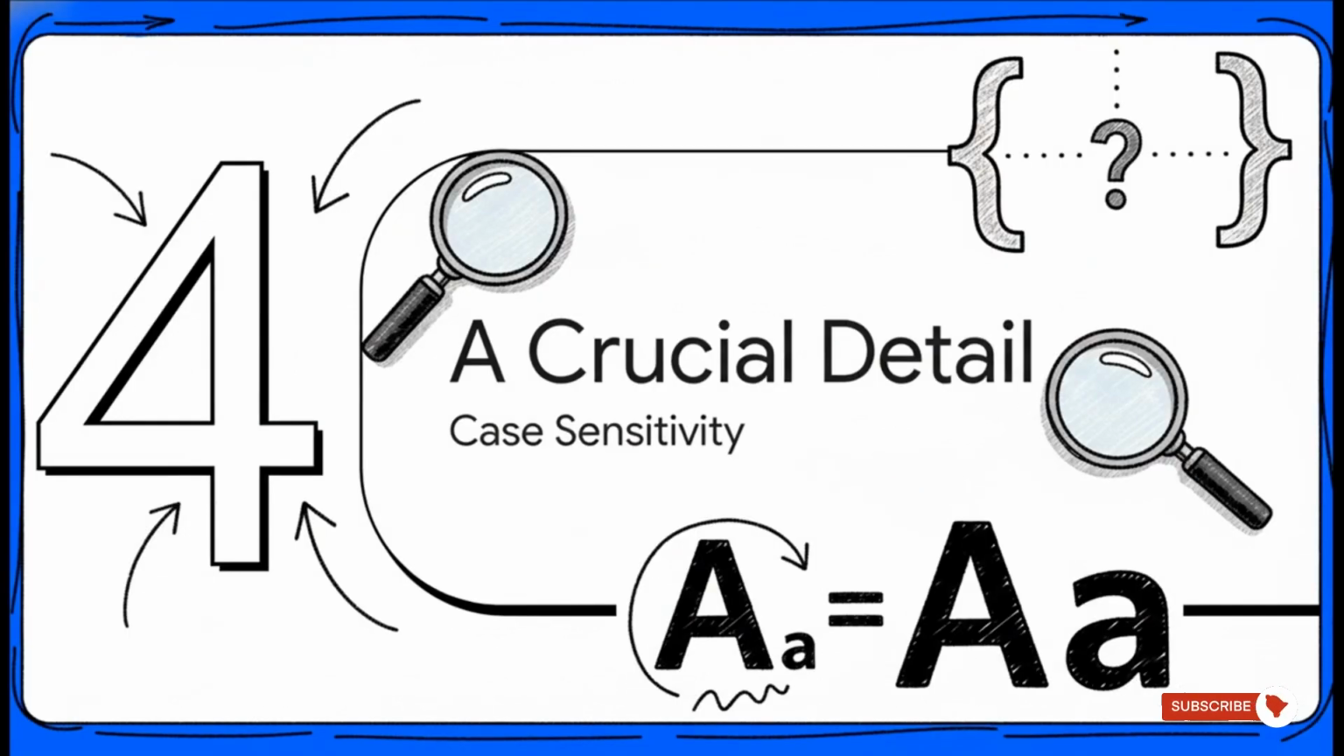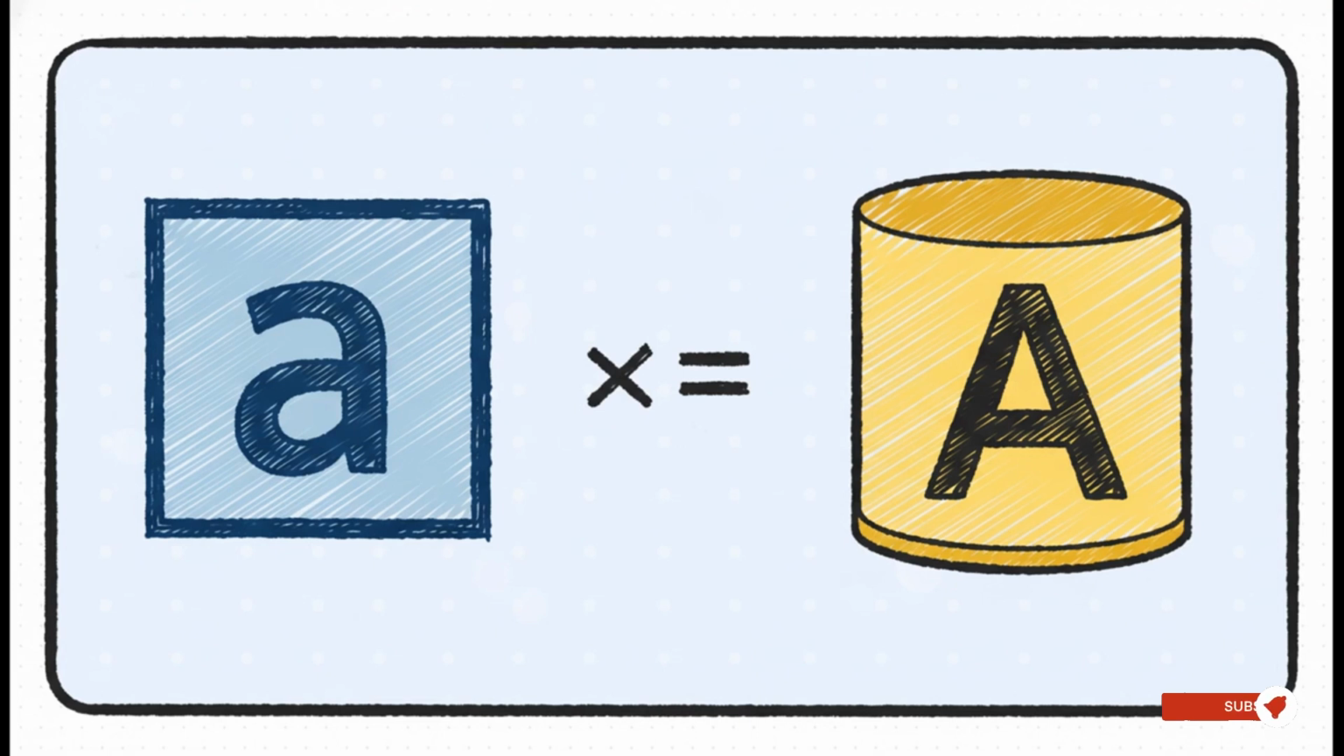Okay, I need everyone's full attention for this next one. It's a tiny detail that trips up almost every single person when they're starting out. We're talking about case sensitivity. This is so important. Here's the deal. In the Java world, a lowercase letter and an uppercase letter are two completely different things. So, if you have a variable called age, all in lowercase, it is totally separate from a variable called Age with a capital A. To Java, hello and Hello are not the same thing at all.